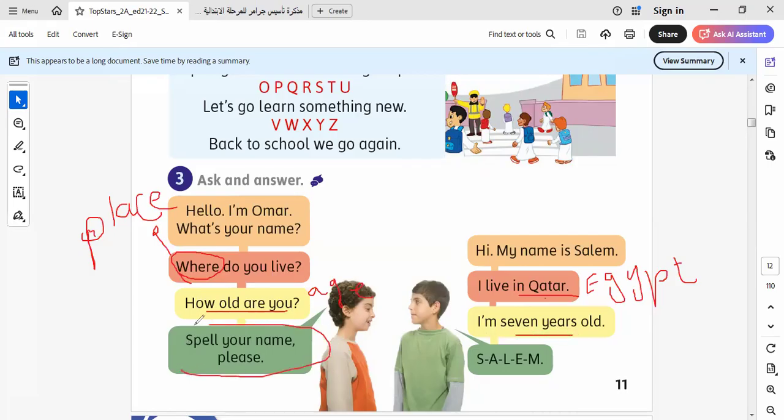"Spell your name." When we say "spell your name", we spell your name as it is. Salem, S-A-L-E-M. When you say "I'm Iman", how do we write Iman? You write Iman as it is, E-M-A-N. Everyone can spell your name and write it as we write it. So this is the kind of question that we ask.